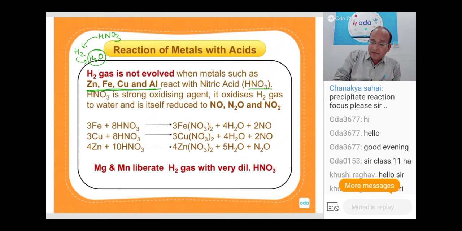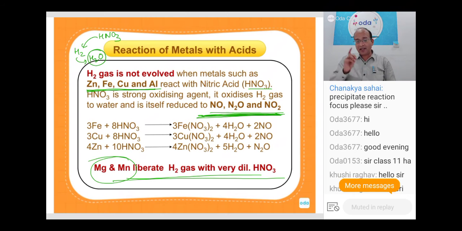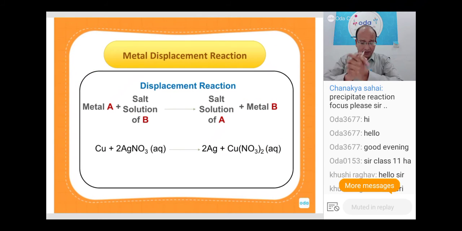HNO3 will itself get reduced to NO, N2O and NO2. HNO3 will be reduced and it will form these gases. H2 gas will not be evolved. Only magnesium and manganese will evolve it. They are higher in the reactivity series, and only these two metals will evolve hydrogen gas. Just remember it, beta. I hope this is clear to everyone.